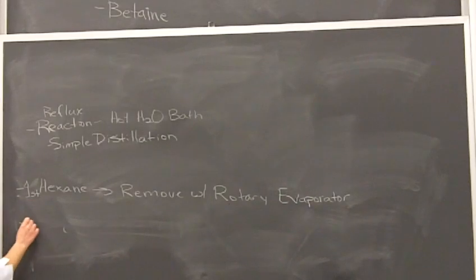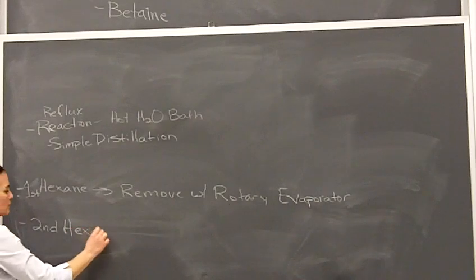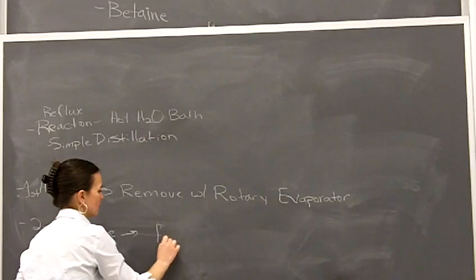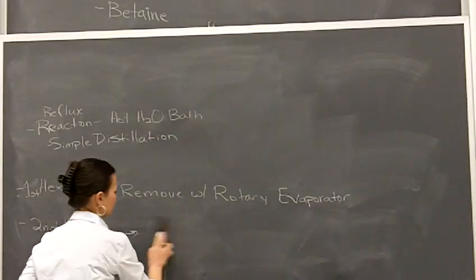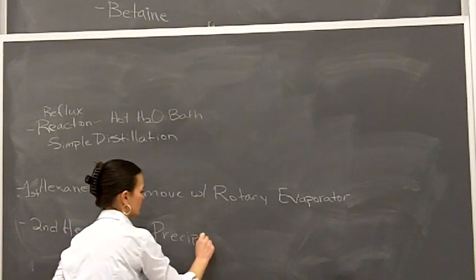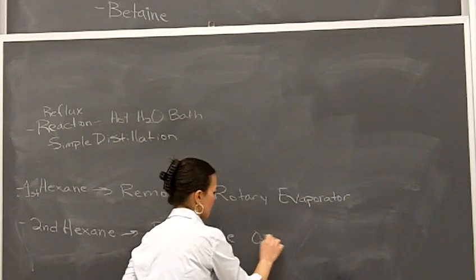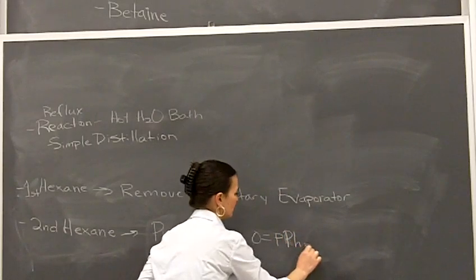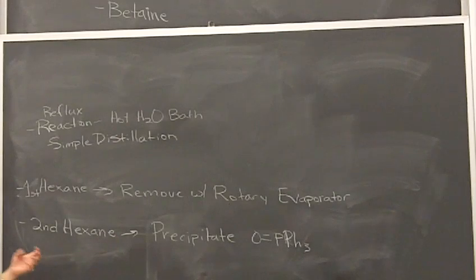Then your second hexane portion is going to be used to help filter. Actually, you're going to hopefully first precipitate the solid, which is your triphenylphosphine oxide. All right? And then we will go on and filter that.